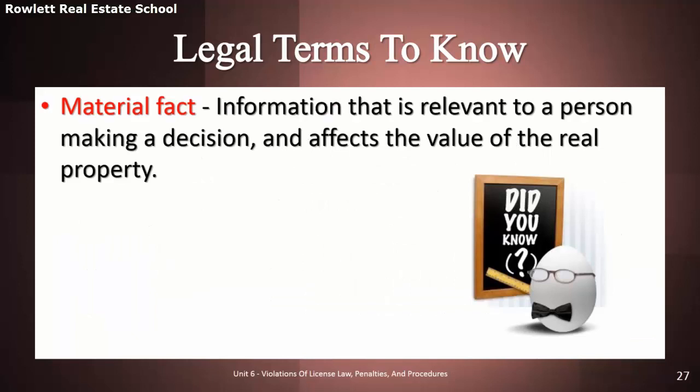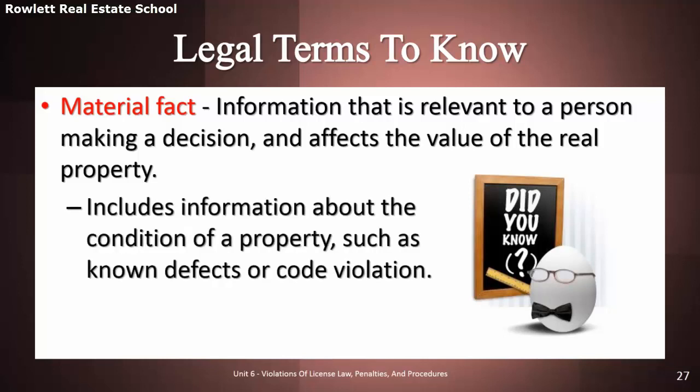A material fact is information that's relevant to somebody making a decision, and it affects the value of the property. It includes information about the condition of the property, such as known defects or code violations. So if someone sells you a building that has a broken elevator, but they don't tell you the elevator's broken, that is a material fact.